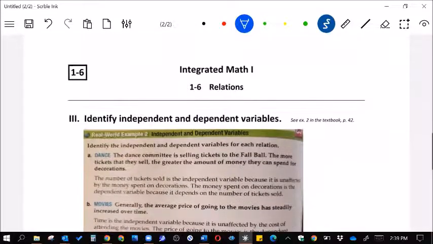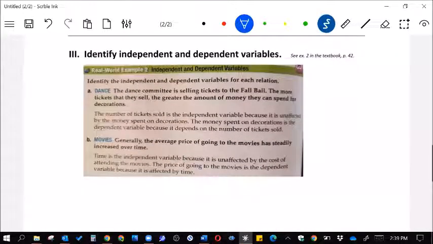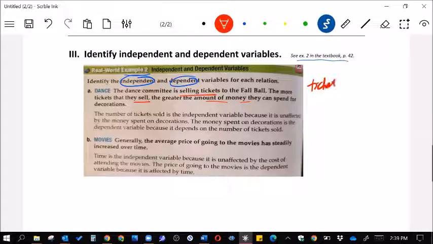So let's take a look here at identifying independent and dependent variables. Now, this comes from the textbook, from example 2, as it says here, and I thought it was worth it to copy this to go over how to determine that. We're looking for independent and dependent variables. So in this example, the dance committee's selling tickets. The more tickets they sell, the greater the amount of money that they can spend. So we have two things. We have tickets and we have money.